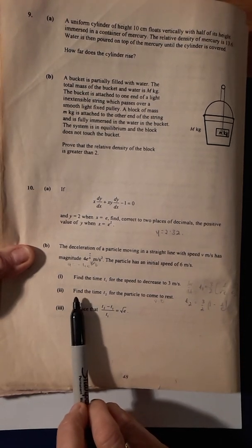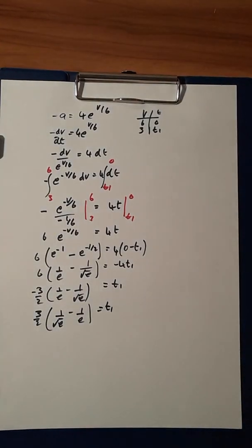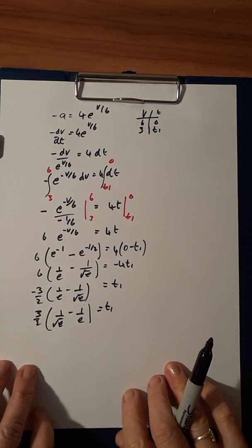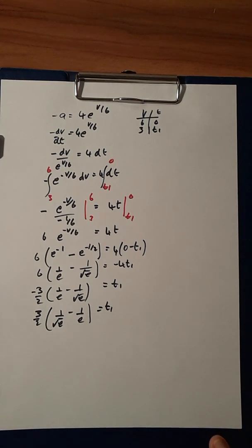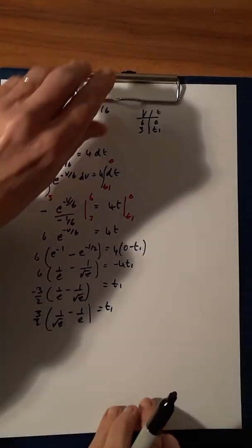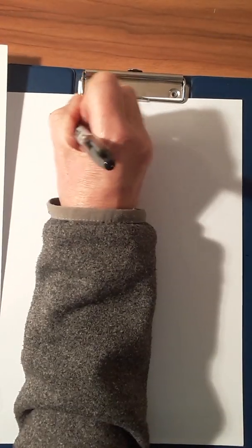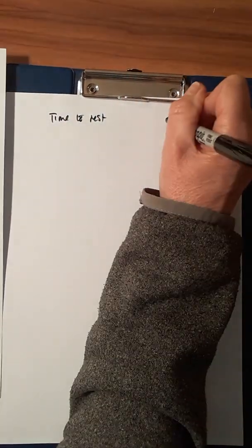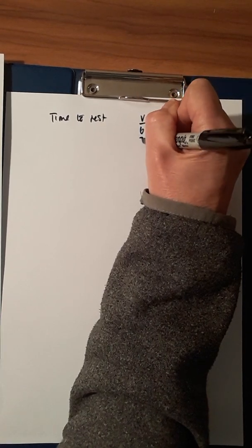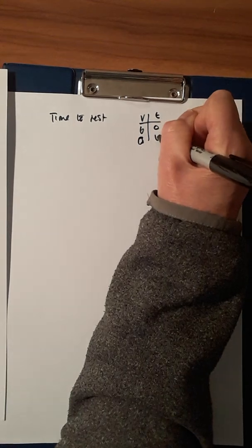Now, the second part of the question says, find the time t2 for the particle to come to rest. Okay, so this time I'm going to just change the limits. That's all I'm going to do. So I have most of what I want there already. So I'll just change the limits. So the time to come to rest, the limits will be from 6 to 0 for velocity, and the time will be from 0, and I'll call this new time t2.